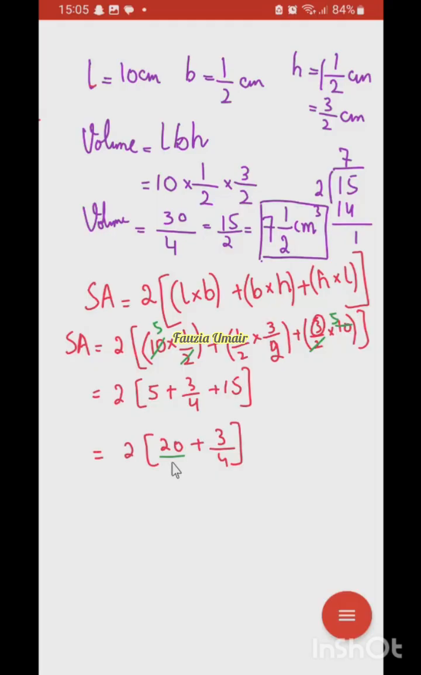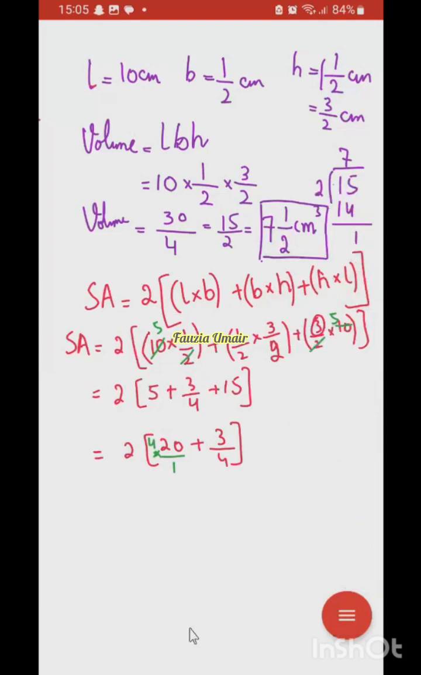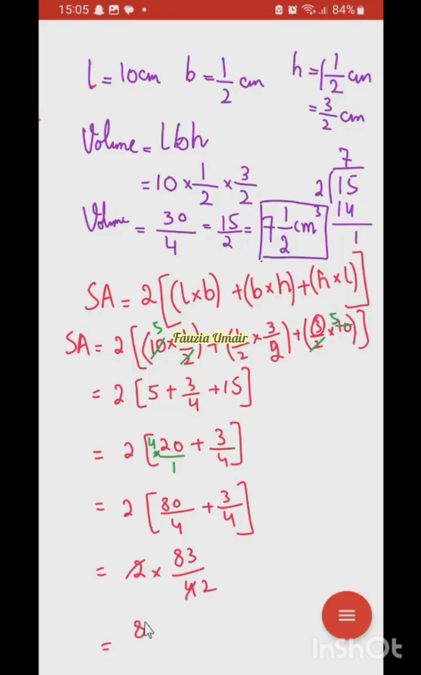Ma'am, 4, so we can multiply with 4. So we need to multiply with 4. अब देखें what will be the fraction. Ma'am, 80 by 4. Very good. So it is 80 by 4 plus 3 by 4. So now we have to add 80 and 3. So it is 83 by 4. Very good. So now because it is multiplied, we can cancel this 2, 2s are 4.